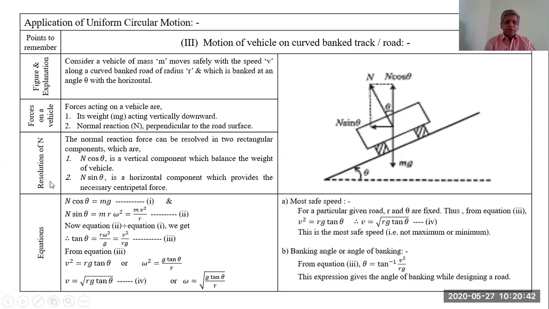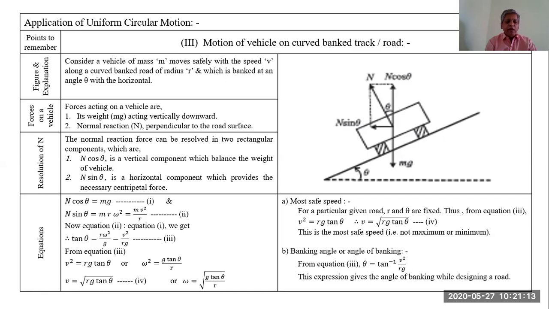This is the third point. Fourth point, the equations should be remembered. Now N cos theta balances the weight, therefore N cos theta is equal to mg. This is the first equation. And N sin theta provides the necessary centripetal force, that means the necessary centripetal force is equal to m r omega square or m v square upon r. This is the second equation.